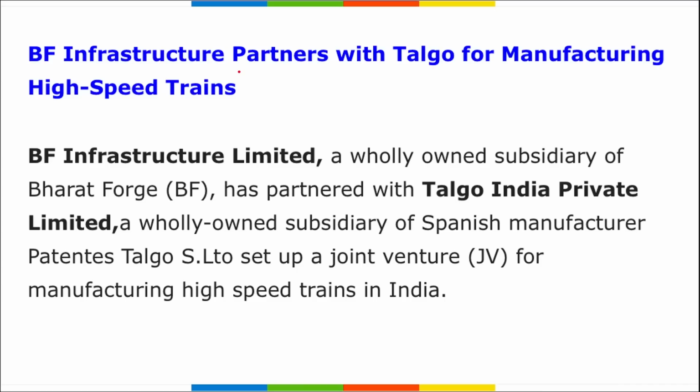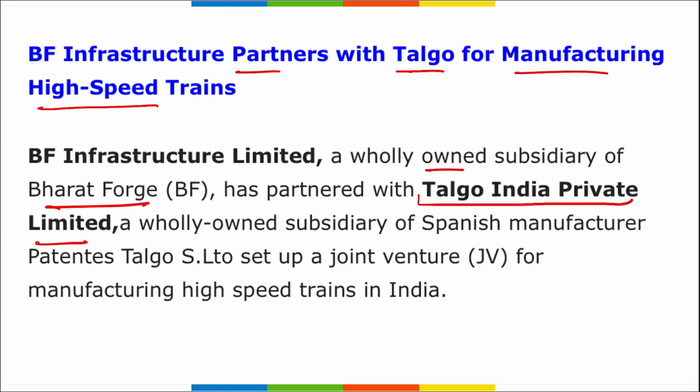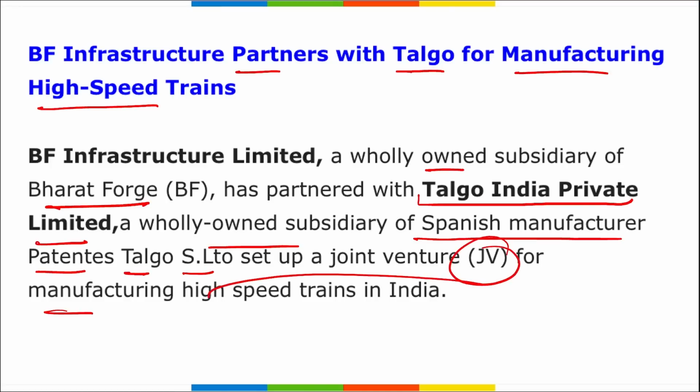Next, BF Infrastructure partners with Talgo for manufacturing high-speed trains. I repeat, BF Infrastructure Limited, a wholly owned subsidiary of Bharat Forge, became the partner of Talgo India Private Limited, a wholly owned subsidiary of Spanish manufacturers Patentes Talgo, to set up a joint venture for manufacturing high-speed trains in India.